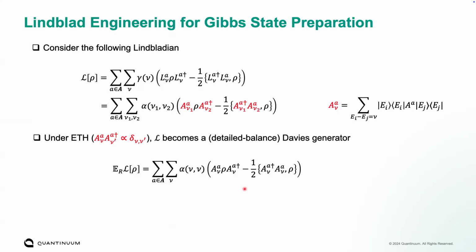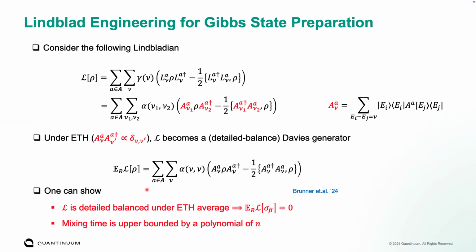And then if you remember, this Davies generator obeys the detailed balance condition. So under ETH, this Lindbladian obeys the detailed balance condition. So this has a Gibbs state as a fixed point. If this system and this operator obey ETH, then you expect that this Lindbladian, even though without ETH you don't expect it to obey the detailed balance condition, under ETH obeys the detailed balance condition.